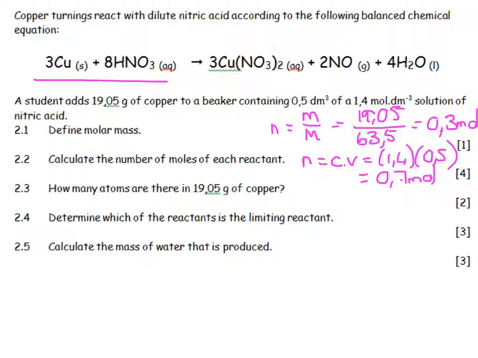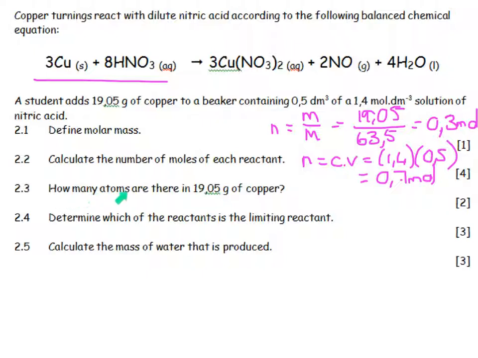Now it's 3:8 in terms of a mole ratio. I've got 0,3, but I don't have 0,8. So I am going to run out of nitric acid first. It is going to be the limiting reagent. I am going to have less of that, and I'm going to run out before. Anyway, that will end up being my answer to 2.4.